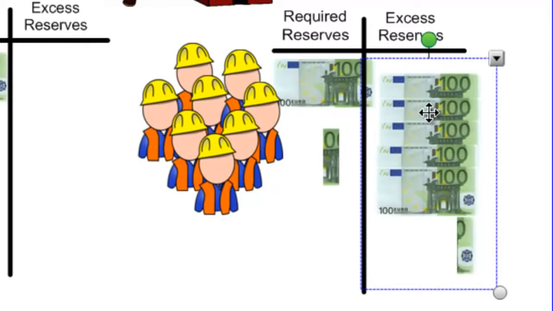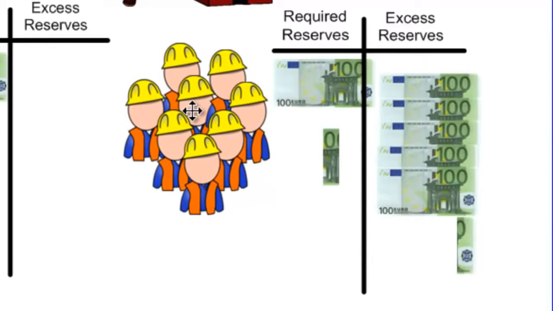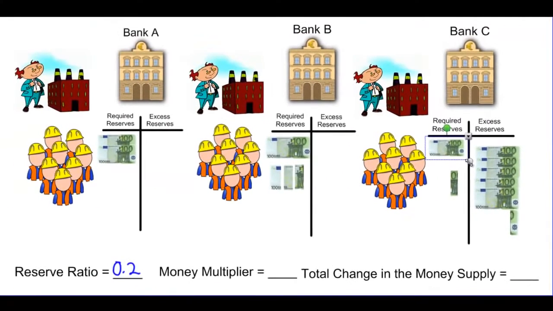Of course, this process will continue. Bank C will lend out its excess reserves to yet more borrowers who will spend that money on the production of goods, employ more workers who will spend that money, and it will ultimately be deposited in yet another bank. All along the way, more money is being created.